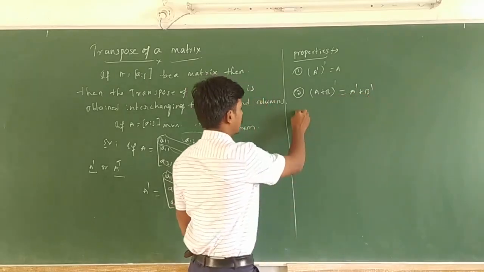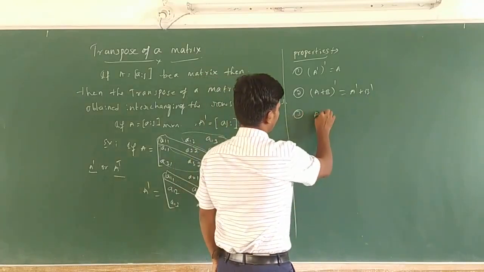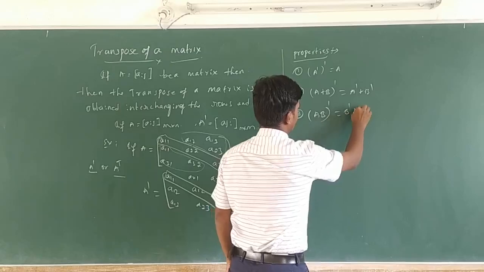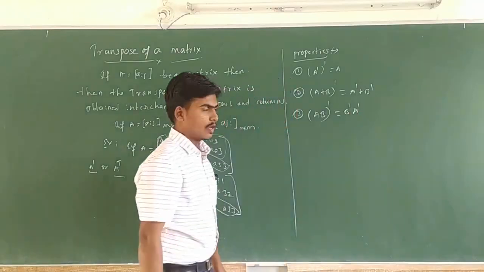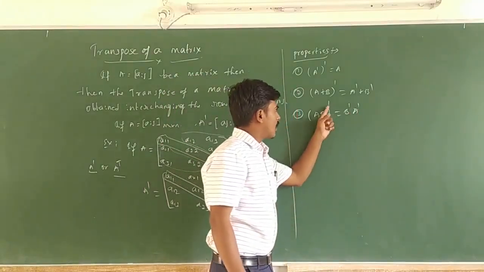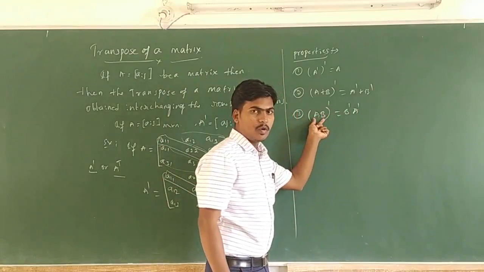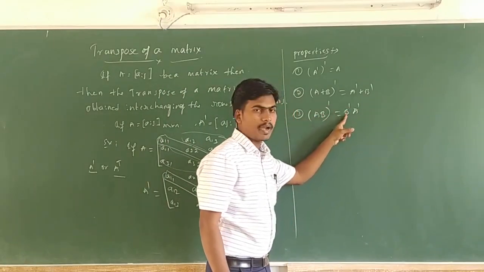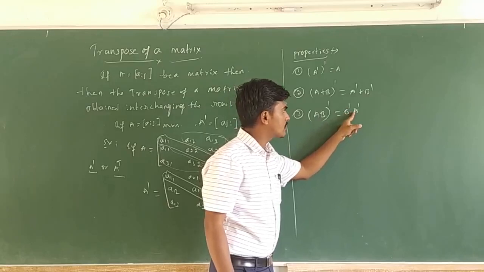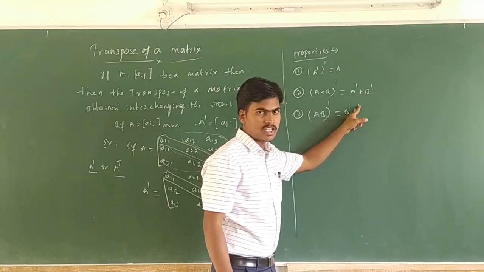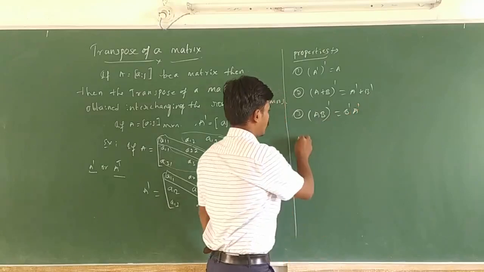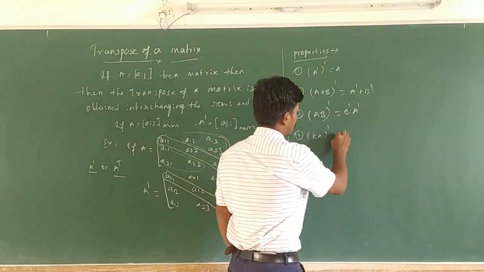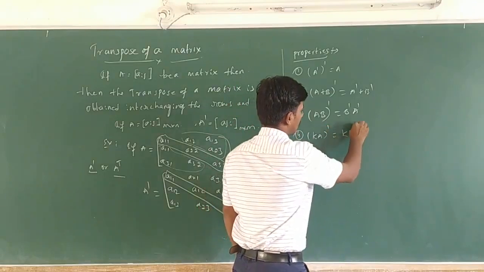Next, third one. AB whole transpose is equal to B transpose into A transpose. Or the transpose of the multiplication of any two matrices is equal to the transpose of the second matrix multiplied with the transpose of the first matrix.